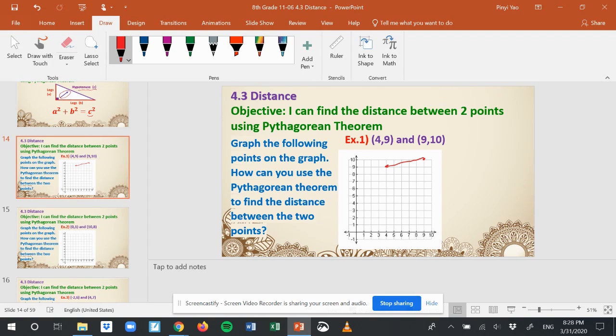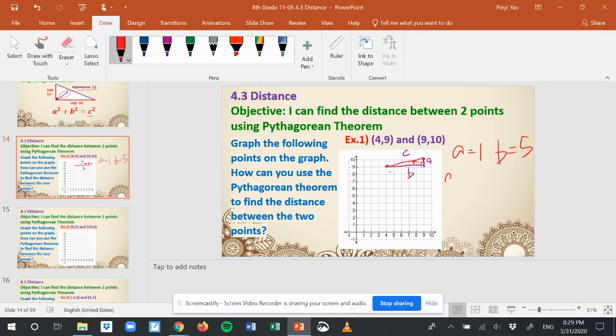Then we're going to use the grid to actually form a right triangle. And I'm going to call that my A, that my B, that my C. Because this is the right angle right here, and it's facing my C. And that's what I'm trying to solve. A is 1 grid. B is 1, 2, 3, 4, 5.